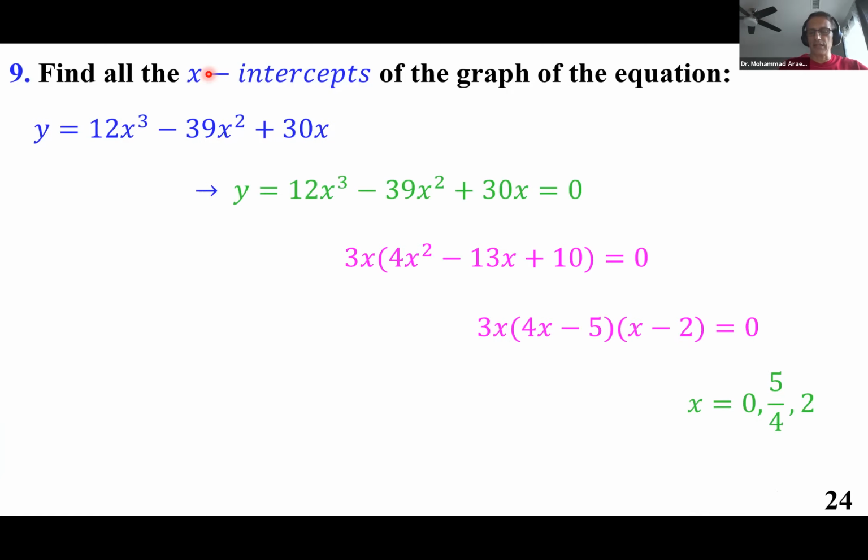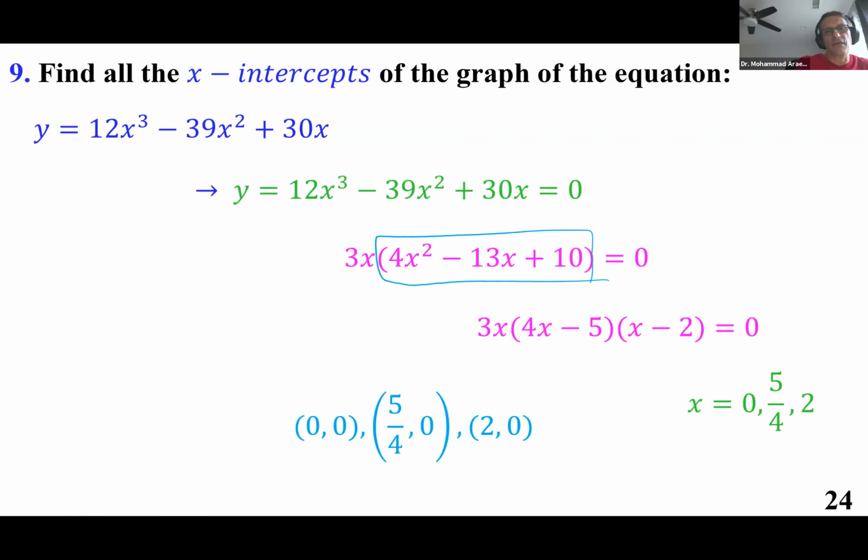Now, because you want x-intercepts, write them in pairs as follows. 0 means 0, 0. 5 fourths means 5 fourths, 0. 2 means 2, 0. What I want to quickly show you, again, is the same method that I discussed for you. The factoring here, a is 4.